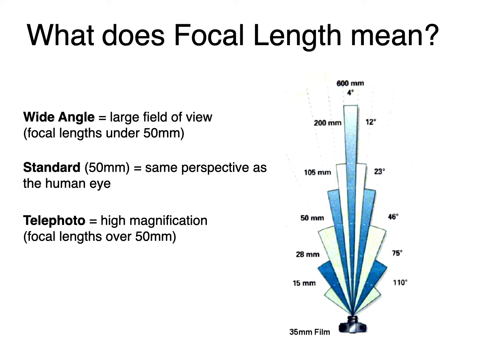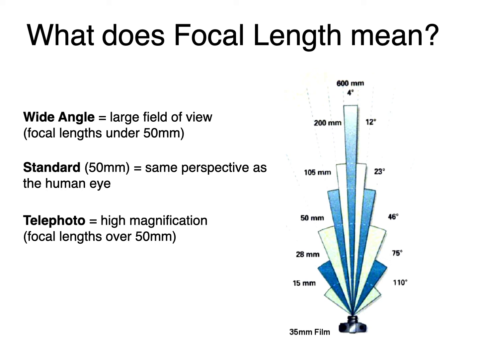What we call the wide angle: wide angle is equal to a large field of view. Wide angle gives you a large field of view, so the focal length will be under 50 millimeter. From 28 millimeter you can get a wide view, a large field of view. The standard lens, which is 50 millimeter, has the same perspective as the human eye. That is how the human eye sees an object or a visual.